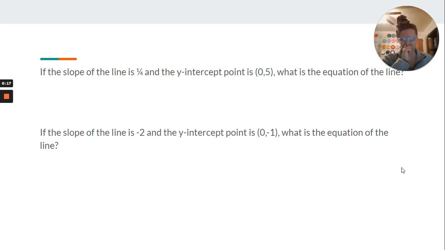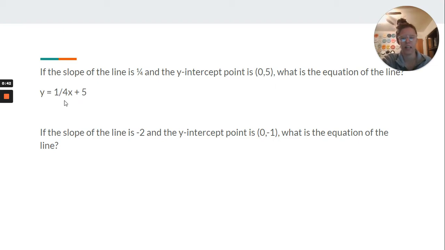So if the slope of the line is 1/4 and the y-intercept point is (0, 5), what is the equation of the line? Now remember, our slope form is y equals mx plus b, where m is the slope and b is the y-intercept. So how do we write it? y equals 1/4 x plus 5.